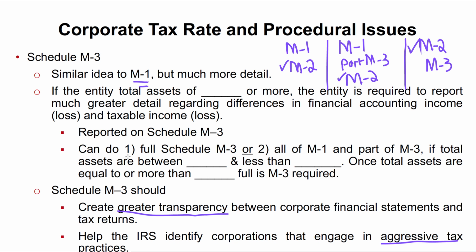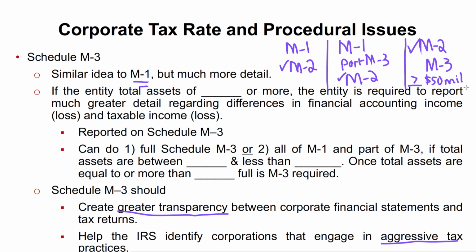So you can do either the full Schedule M3 if you have $10 million or more, or you can always do that. You can always do M2 and M3 like this. Or you can do all of the M1, which is what we have here, and part of the M3. You don't have to do all of it, but there's part of the M3 you must file, and I'm not going to go into the details. That applies if total assets are between $10 million and less than $50 million. Once total assets are equal to or more than $50 million, the full M3 is required. So that means greater than or equal to $50 million in total assets.